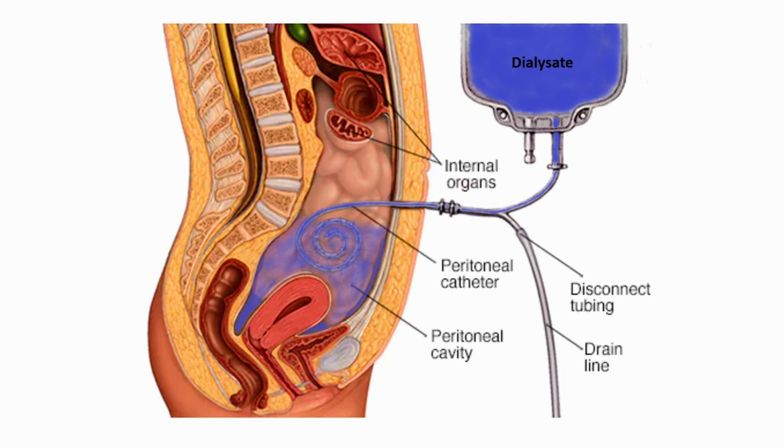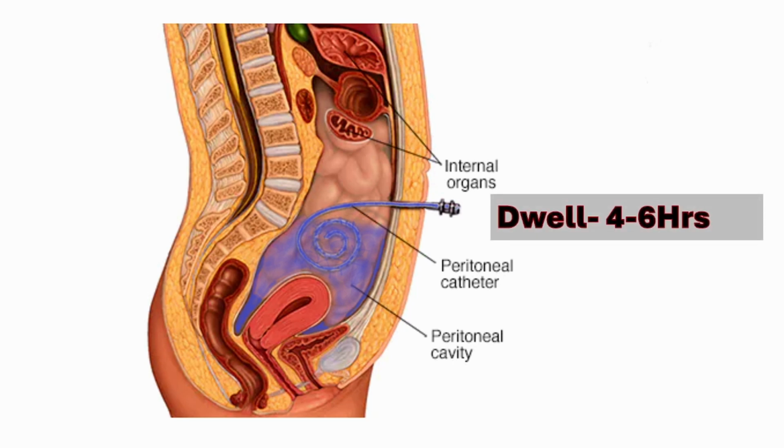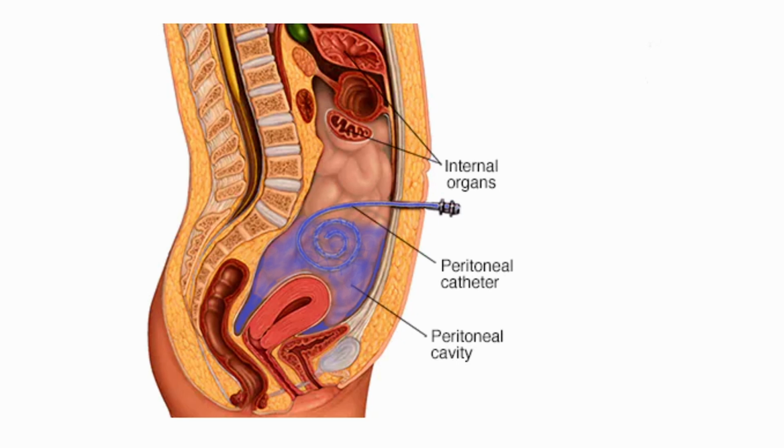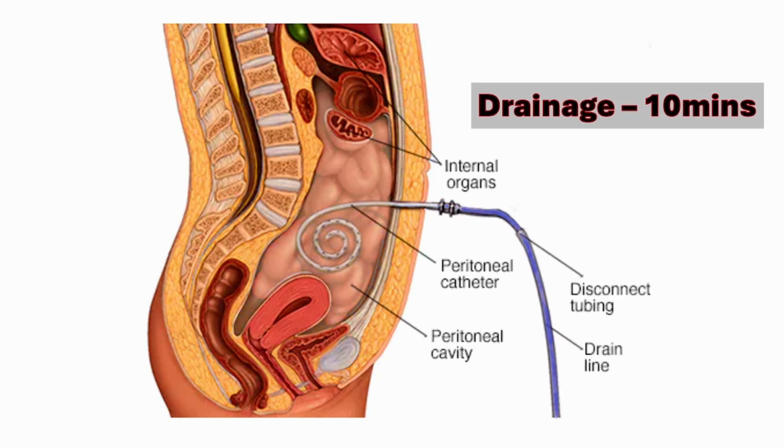Next, the fluid is left inside the abdomen, and the client can proceed to normal activities, which is called the dwell time that usually takes 4 to 6 hours. Lastly, while the dialysis solution is inside your belly, it absorbs wastes and extra fluid from your body. The solution and the wastes are drained out of your belly into the empty bag, which takes around 10 minutes.